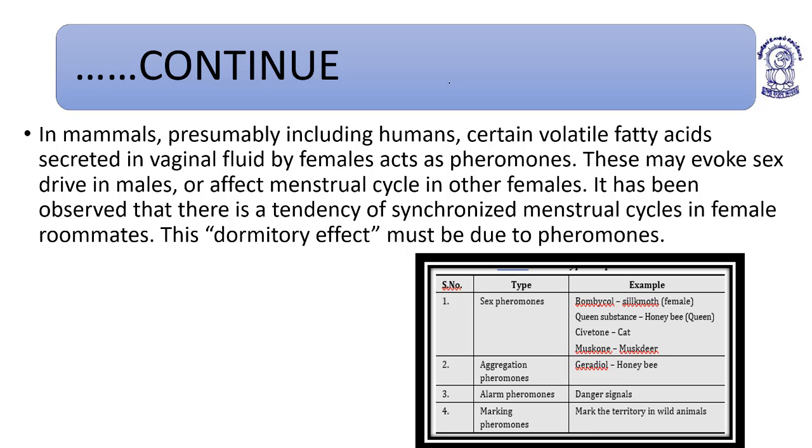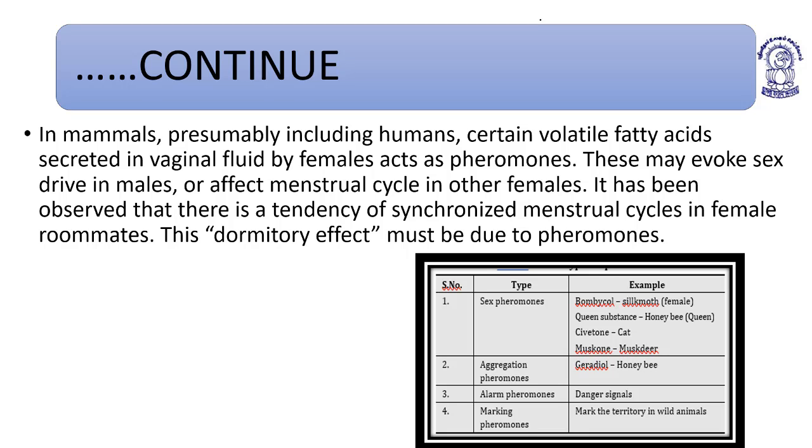In mammals, presumably including humans, volatile fatty acids secreted in vaginal fluid act as pheromones. They may evoke sex drive in males or affect the menstrual cycle in females. It has been observed that there is a tendency toward synchronized menstrual cycles in female roommates, the dormitory effect, which must be due to pheromones.